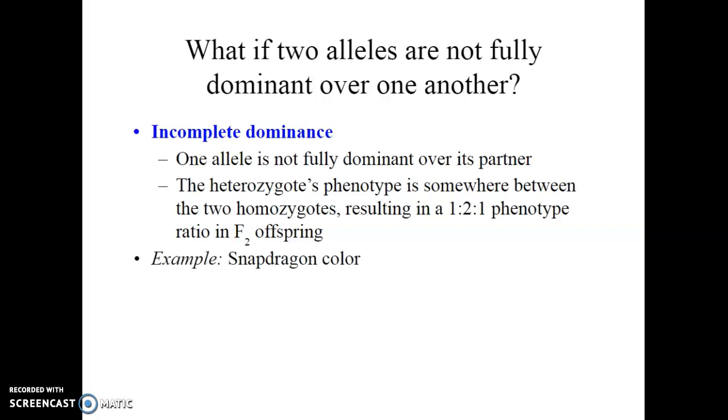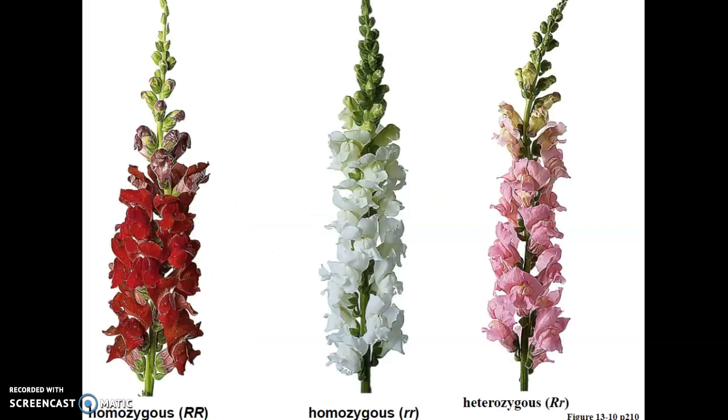So you can have red snapdragons or white snapdragons, but if you have them combine and have a heterozygous snapdragon, it's going to be pink. And so again, with incomplete dominance, you'll see 3 phenotypes because you have 3 different genotypes. And again, one is not fully dominant over the other. So again, visually, that's what it looks like.